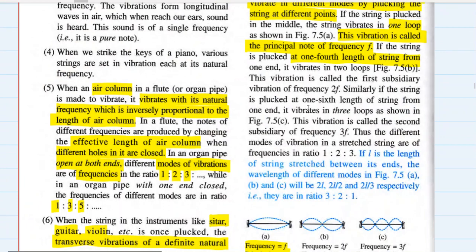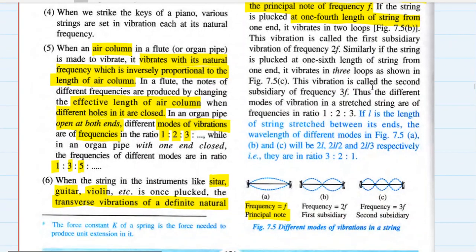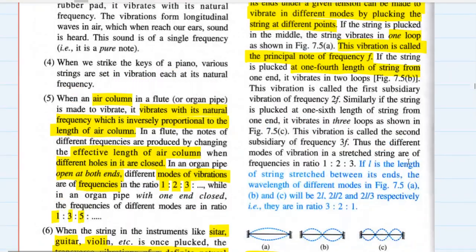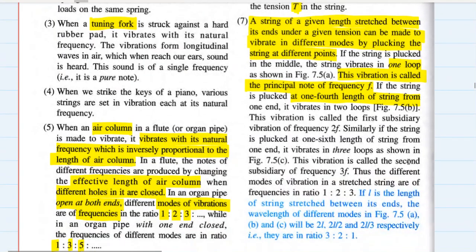Similarly, if the string is plucked at 1/6 length of the string from one end, it vibrates with three loops as shown in the figure. This vibration is called the second subsidiary vibration of frequency 3f. Thus, the different modes of vibration in a stretched string are of frequencies in the ratio 1 is to 2 is to 3. If L is the length of the string stretched between its ends, the wavelengths of the different modes A, B and C will be 2L, 2L by 2 that is L, and 2L by 3. And the wavelengths are in the ratio 3 is to 2 is to 1. So these are the modes of vibration in a string stretched between the ends when it is plucked at different positions.